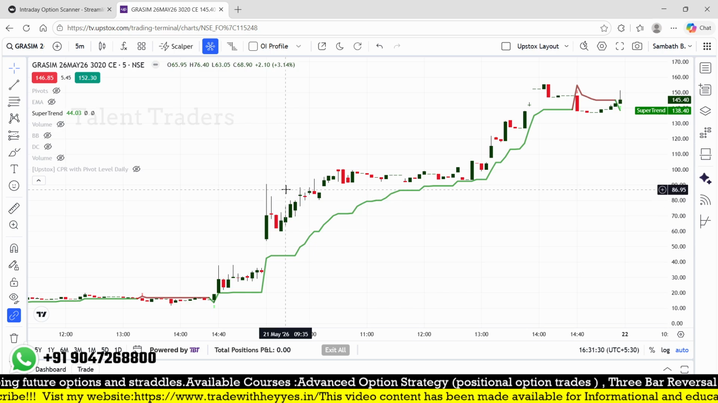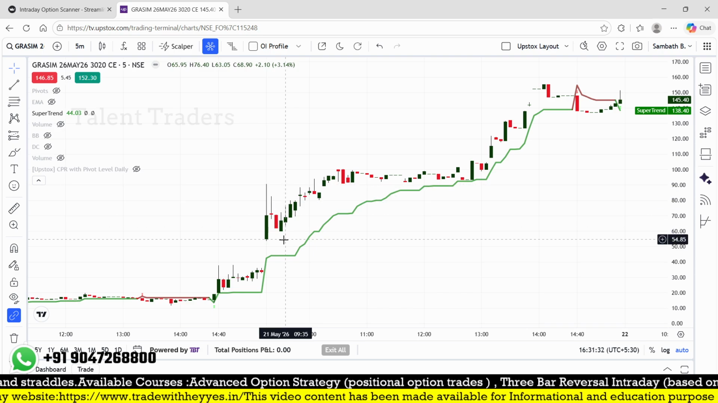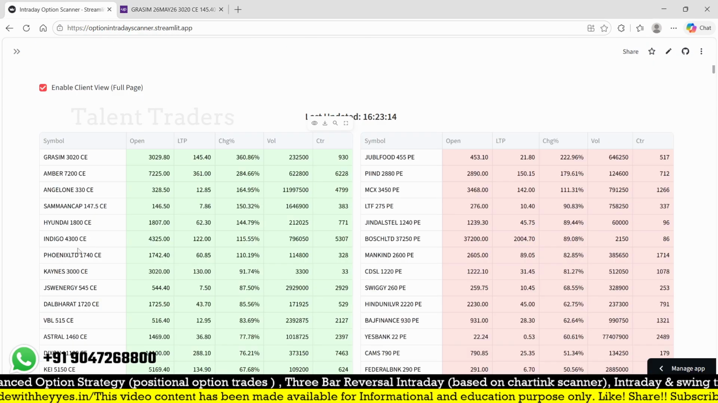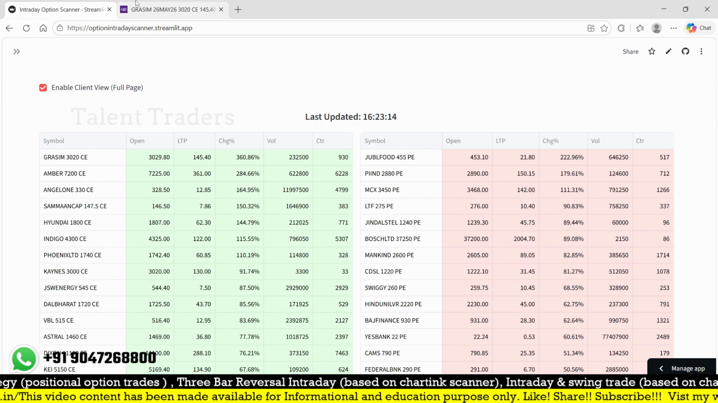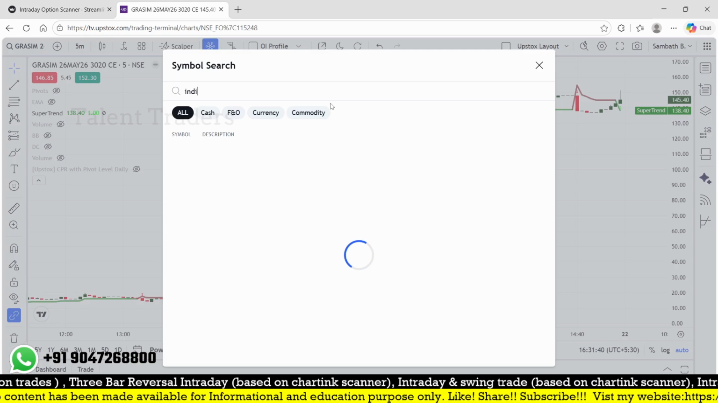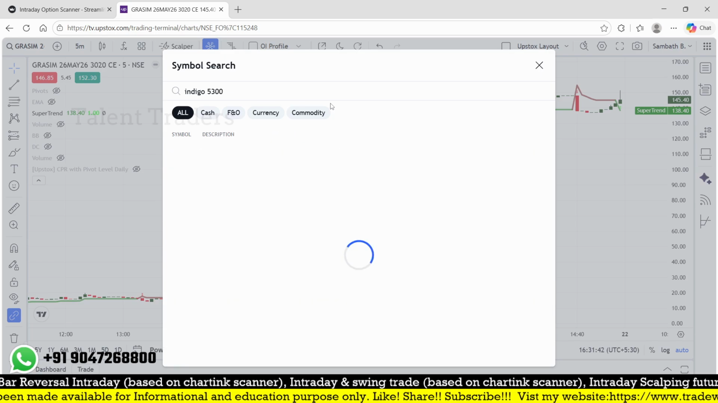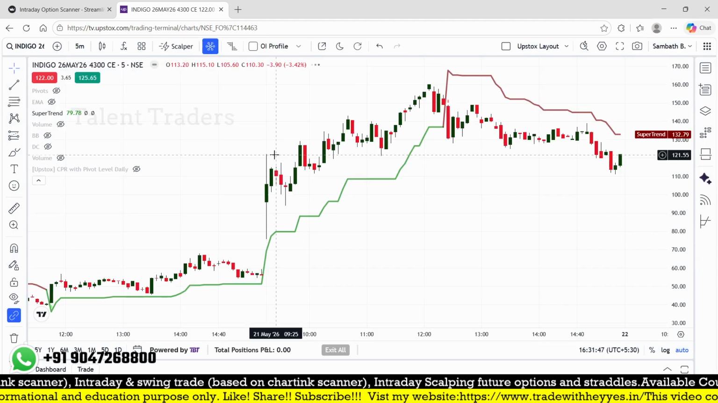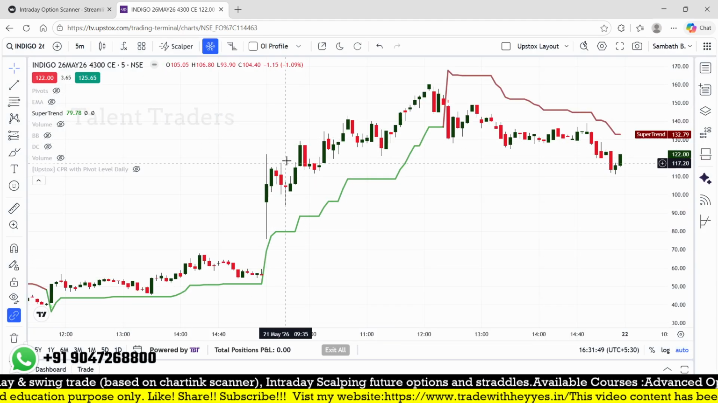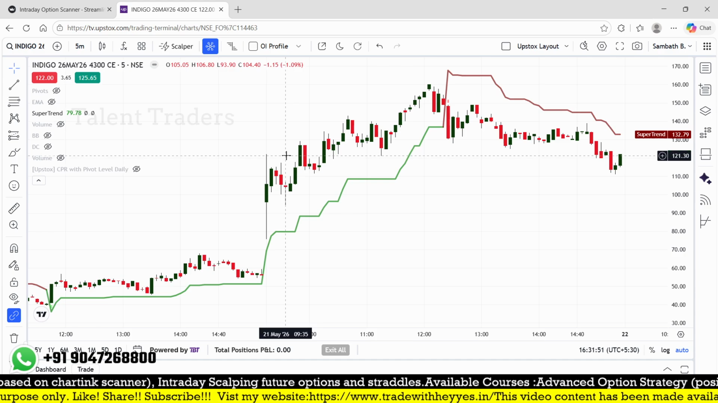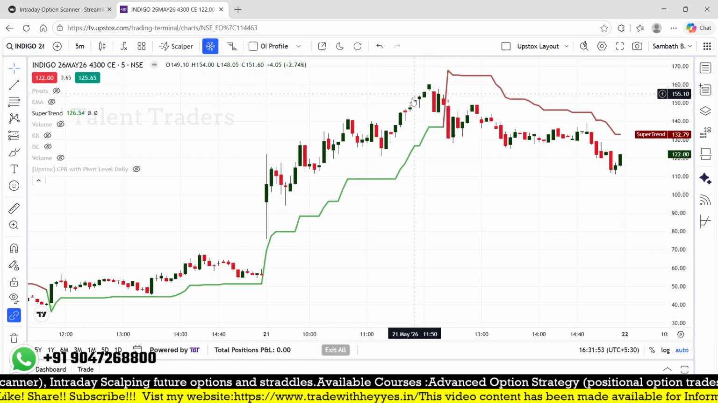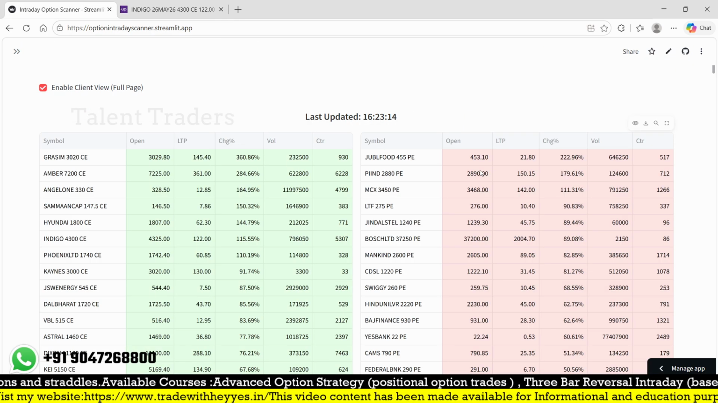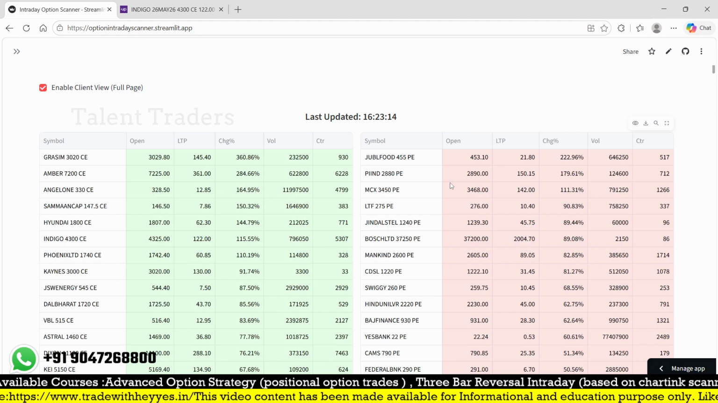So almost 15-minute breakout and 5-minute breakout both at the same time, and that is also giving you such a good move. And Indigo 4300. That is also a 5-minute breakout and 15-minute breakout at the same time, and it is still moving higher. So this scanner is built for finding one or two opportunities for intraday.